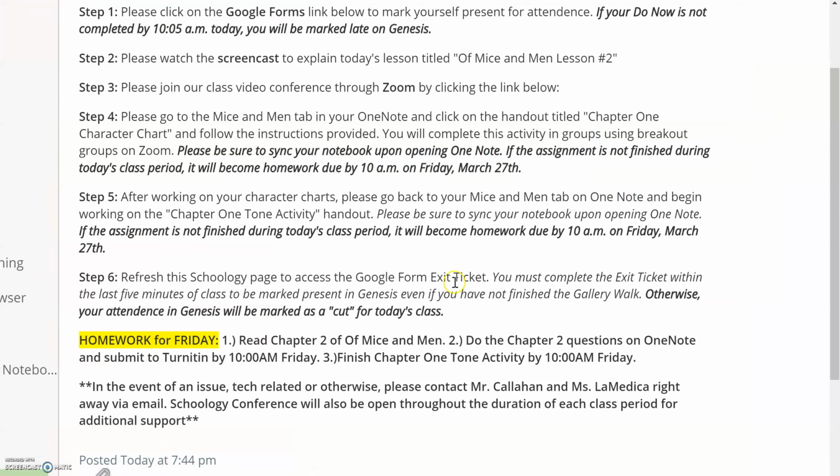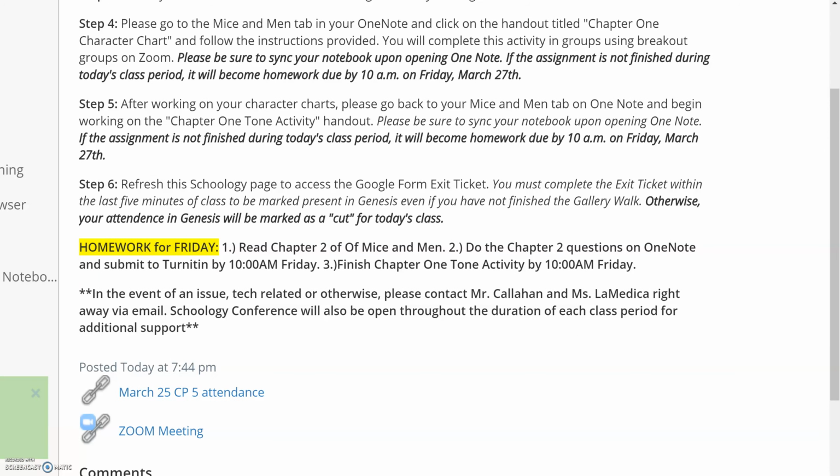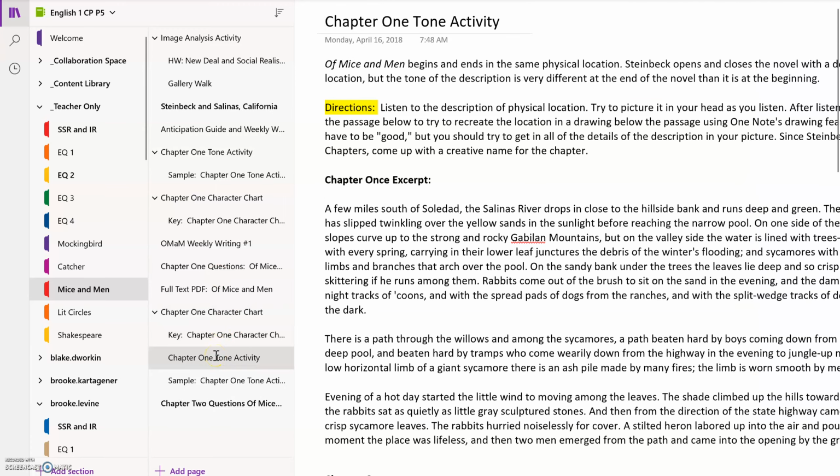Then we're going to go back. You'll go back into Zoom and you're going to talk about it, and you're going to give us your answers. After that, you're going to go back into OneNote and do the second activity, which is the tone activity. What is the tone activity?